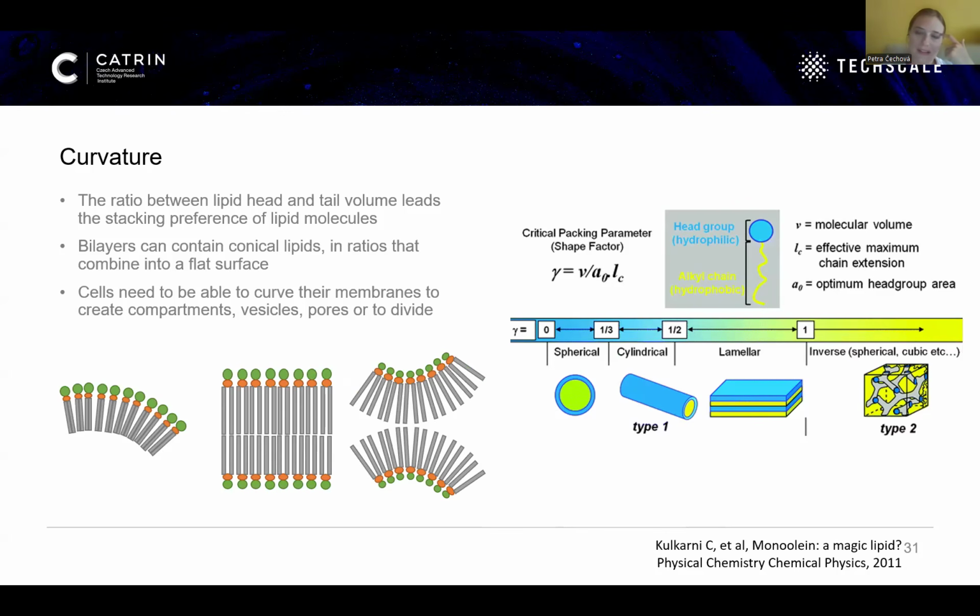So this graph basically shows the same thing I showed in the previous slide. If the head group is larger, or if the ratio is smaller, then we get spherical structures. If it's more or less 1, we get lamellar or bilayer. And if the ratio is higher than 1, then we have tails that are kind of large. That's when it gets very much fun.